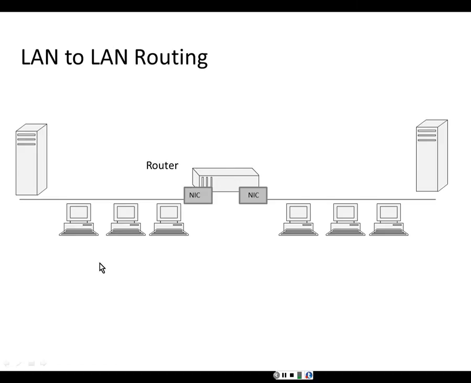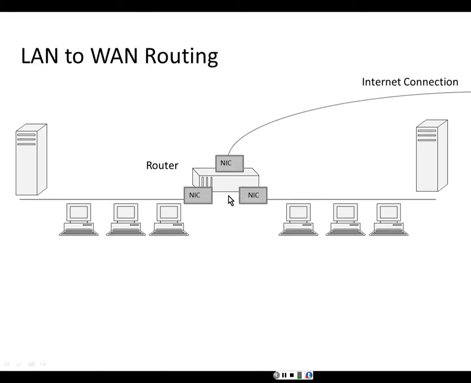We have a local area network here in one building, a local area network here in another building, and we want to connect the two together using a router. And then LAN to WAN routing is where the router connects us to the wide area network.